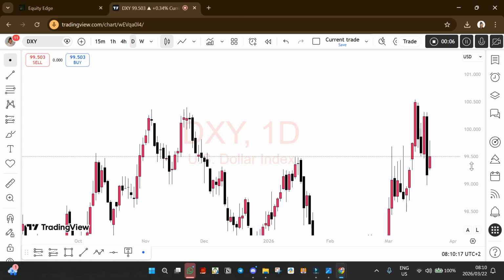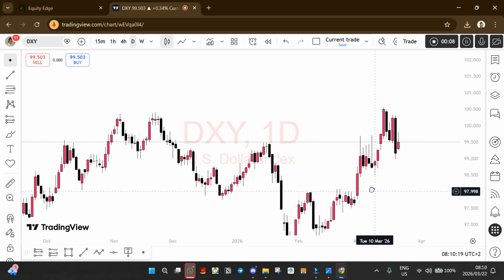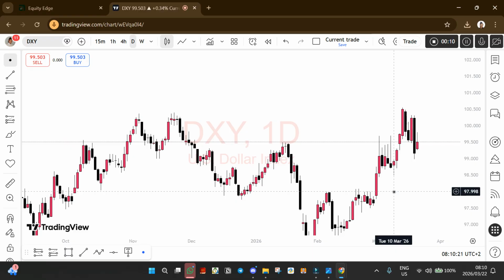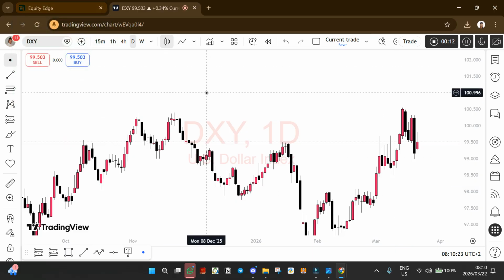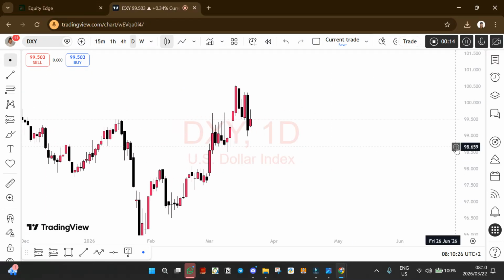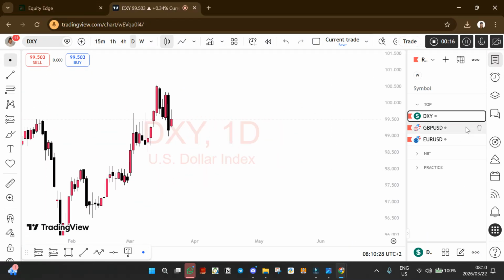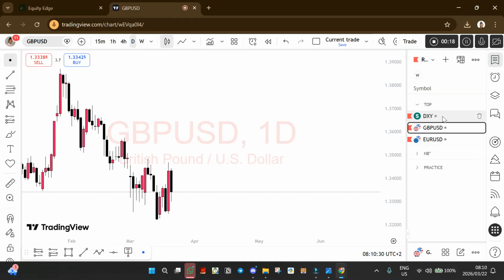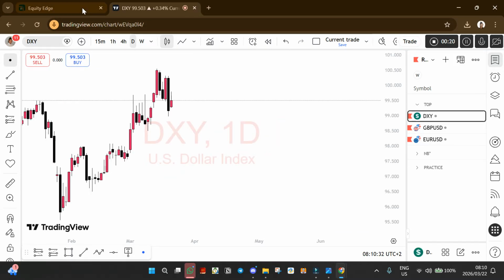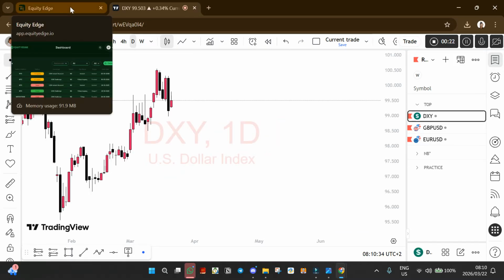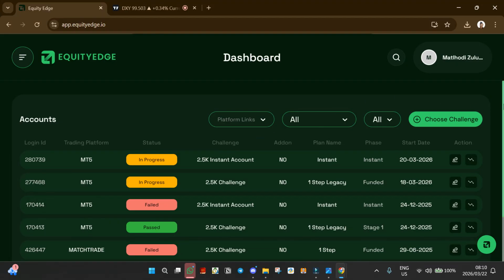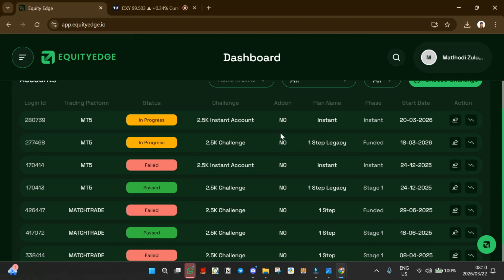Today, we're going to be doing a forecast for two currency pairs, namely the US dollar index, as well as GBPUSD. That is because I am going to be trading two Equity Edge prop firm challenges.